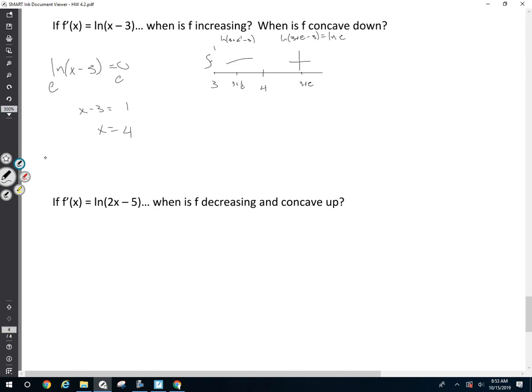Let's look at f double prime. I get 1 over x minus 3 times 1. We probably would be starting at 3 anyways. Anything to the right of 3 is positive. So f is increasing for x bigger than 4. F is never concave down.